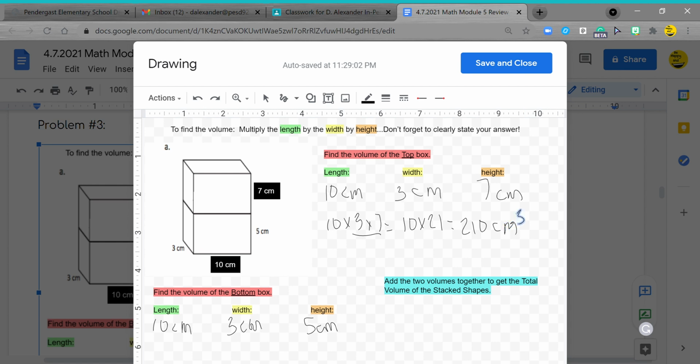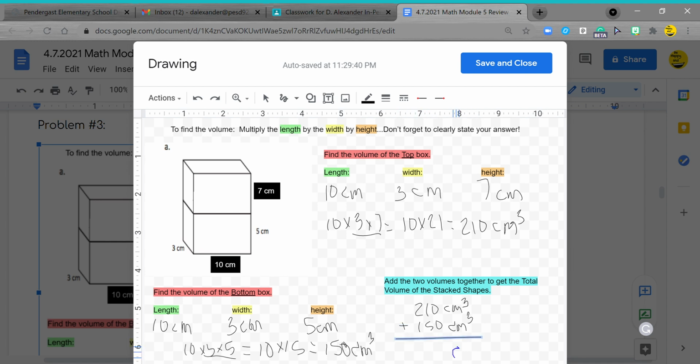I'm going to move that 210 centimeters cubed right here. And now I'm going to do this. I have 10 times 3 times 5. I'm going to underline it so the teacher knows which one I'm doing. I have 10 times 15, which equals 150. Yes, make sure you label it centimeters cubed. I'm going to take that 150 and add it right over here because I've got to add both of these rectangular prisms up so I can get the full volume.